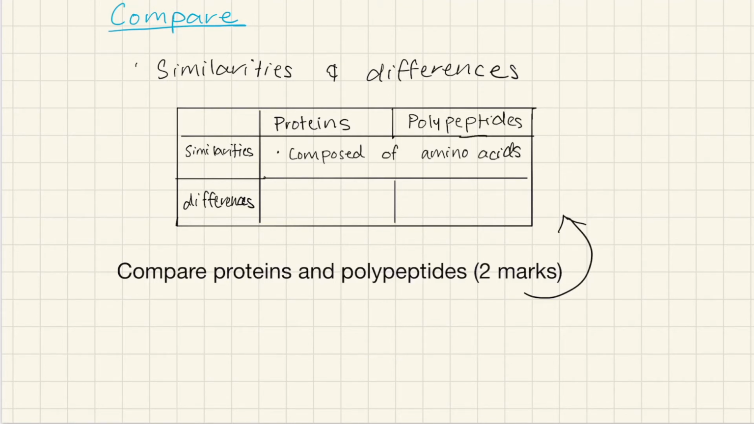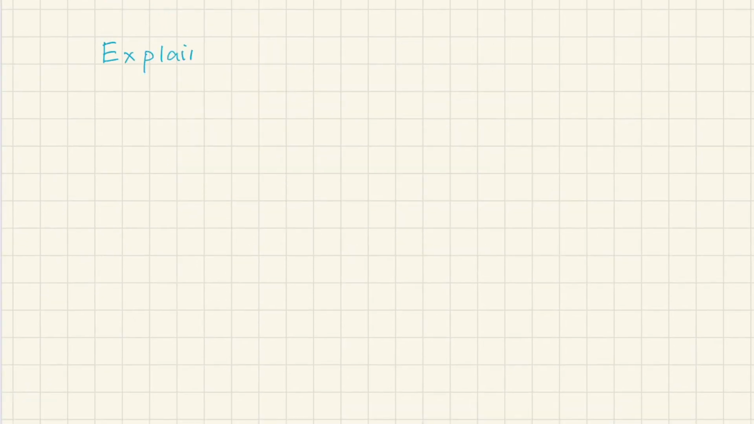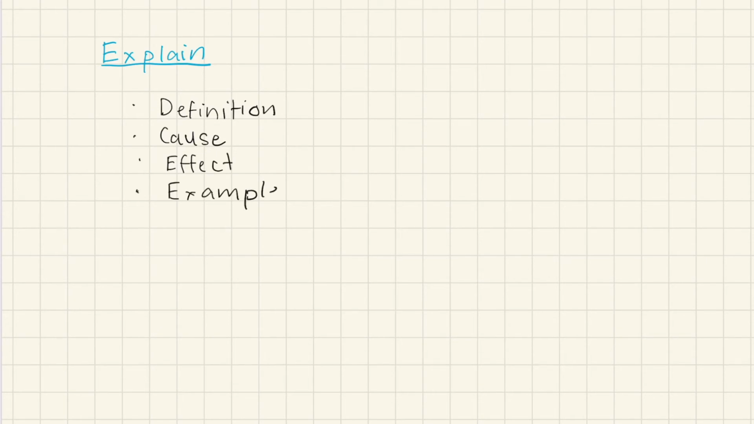we can say the similarities is that they are composed of amino acids. And the differences is that proteins are made of one or more polypeptides, while polypeptides are made of single amino acid chains. So again, similarities and differences. One of the most common verbs you're going to see are the explain questions, and they're usually harder to answer. For explain questions, you'll need a definition, cause, effect, and always include an example, even if the question doesn't say so.